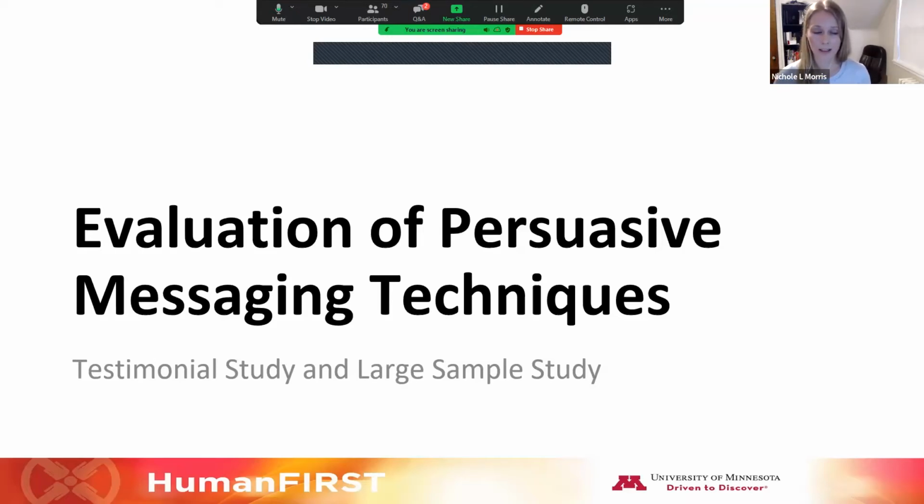And then we were looking at what we call the large sample study, so a really large sample of people across the state, and seeing, is it the testimonials, or are there other techniques that you can use? Maybe some crowds really like hearing a testimonial from a trusted source. Maybe other crowds really like to just get the facts, get the information in a PowerPoint and move on. So that was really what we were looking to do here.